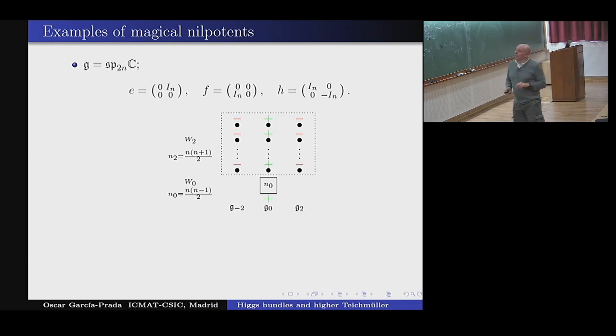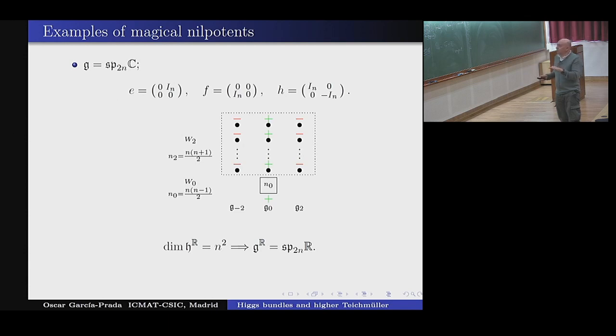But here is another example. I want to anticipate things, but here you choose the complex symplectic algebra, SP2NC, and you choose this nilpotent here. This one, you can check, is also magical, and what you get here is the split real form. But this is not the principal magical.